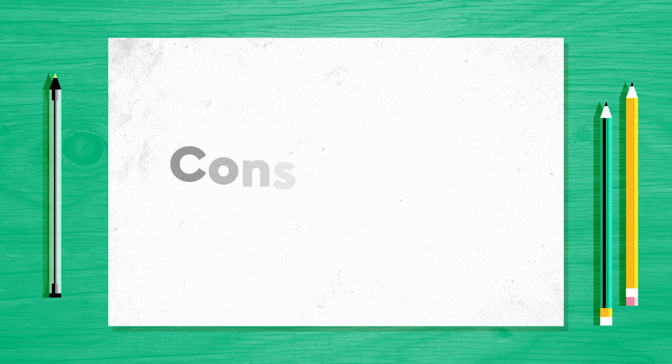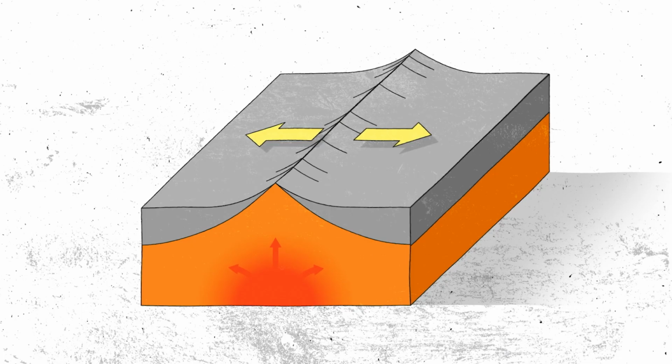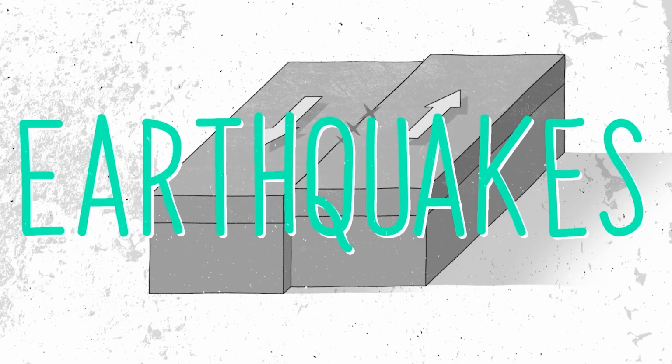Secondly, there are constructive margins. These margins occur when there are two plates moving away from each other. An example of this is the Mid-Atlantic Ridge. When this happens, the magma from the mantle rises up to make or construct new land in the form of a shield volcano. The movement of the plates over the mantle can also cause earthquakes.